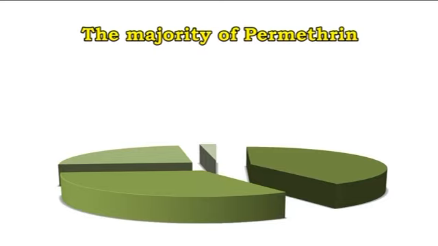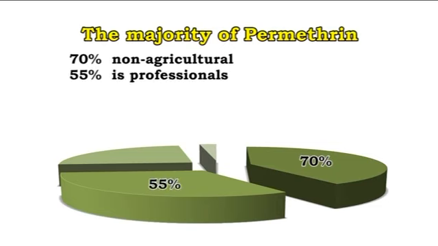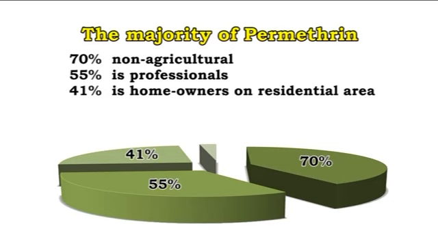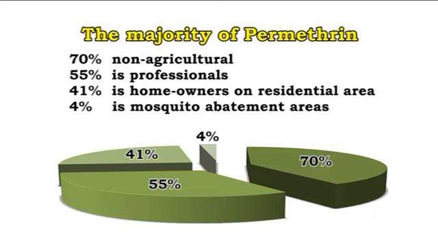public health uses sites. The majority of permethrin, over 70%, is used in non-agricultural settings, 55% is applied by professionals, 41% is applied by homeowners on residential areas, and 4% is applied on mosquito abatement areas.